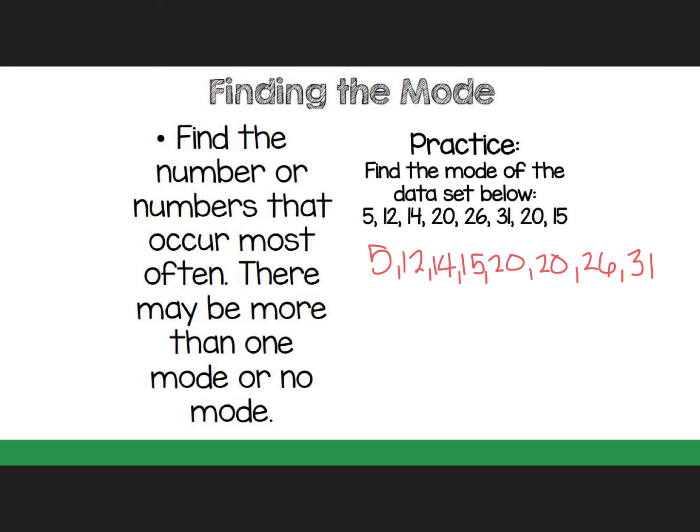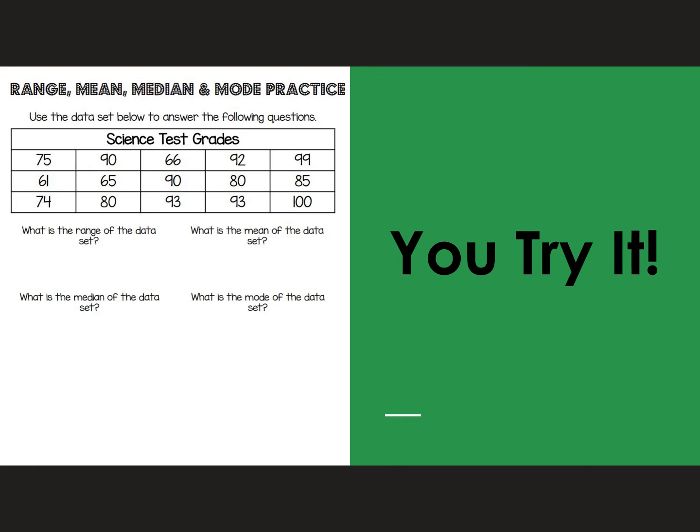But if I look from least to greatest, I can tell that this is the only set of numbers that occur more than once. So my mode for this data is 20. You try it.